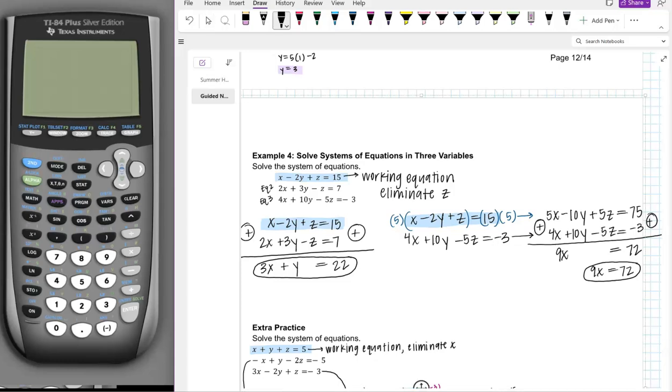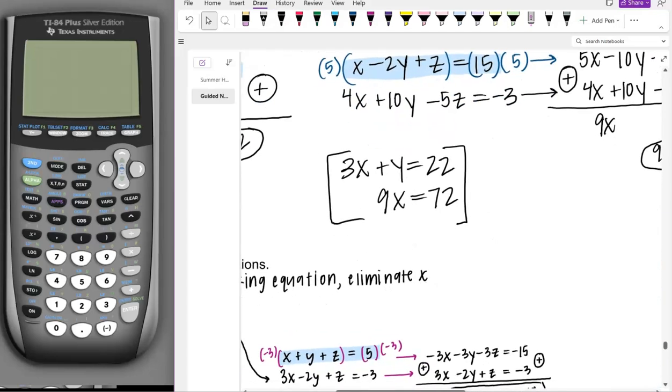But now we have two equations, 3x plus y equals 22 and 9x equals 72. This is our new system of equations. So I'm going to act like I wanted to solve 3x plus y equals 22 and 9x equals 72. Now this is actually really easy to solve. Sometimes you might have to use substitution or elimination, but the reason why this one's so easy is because the second equation is actually already one variable.